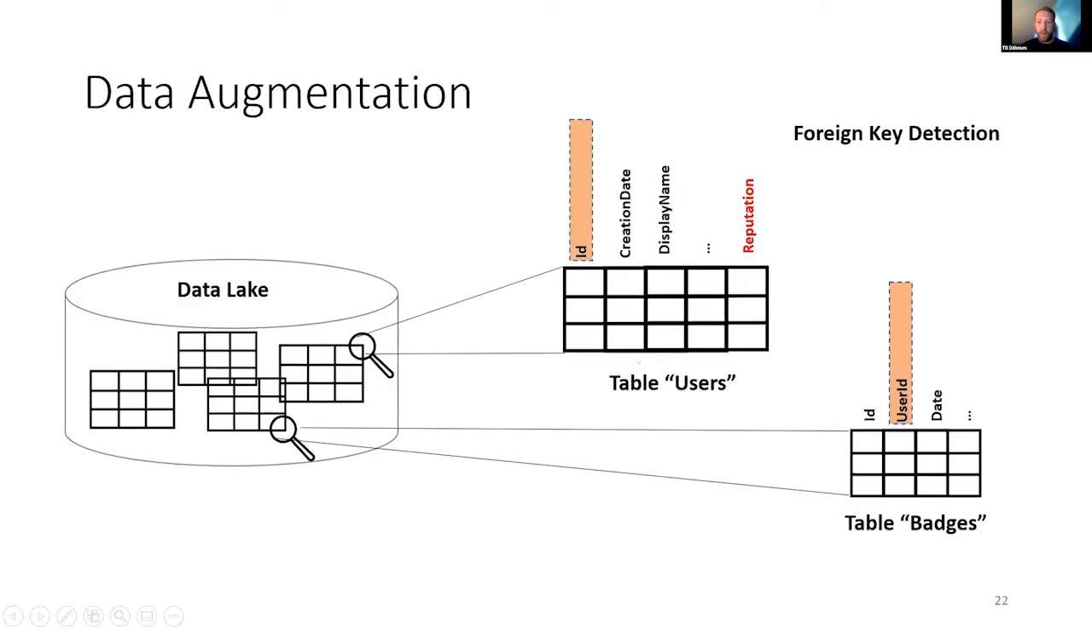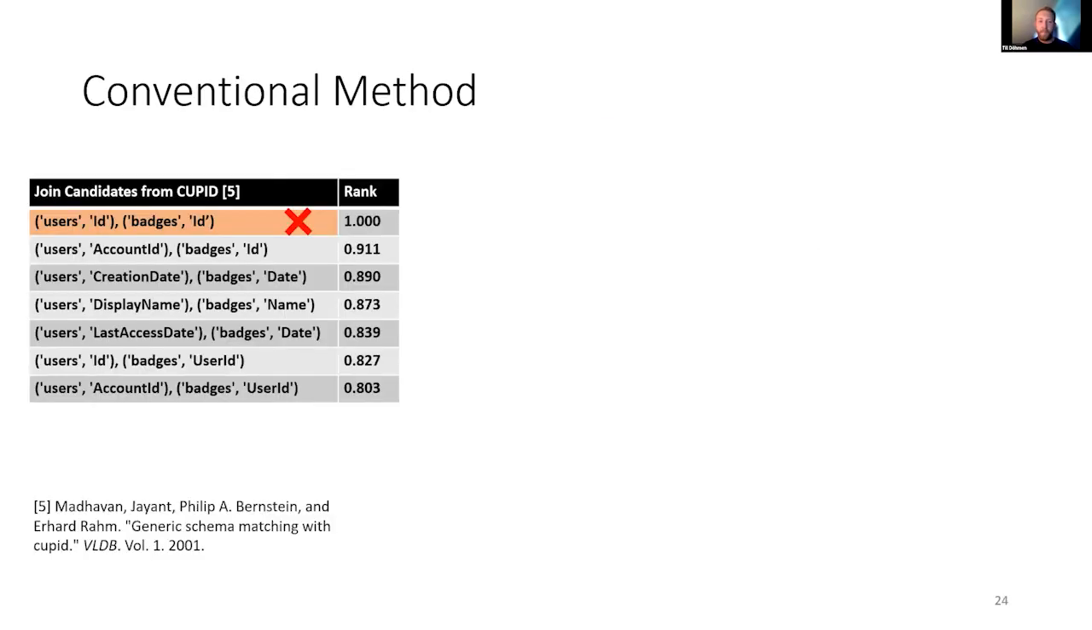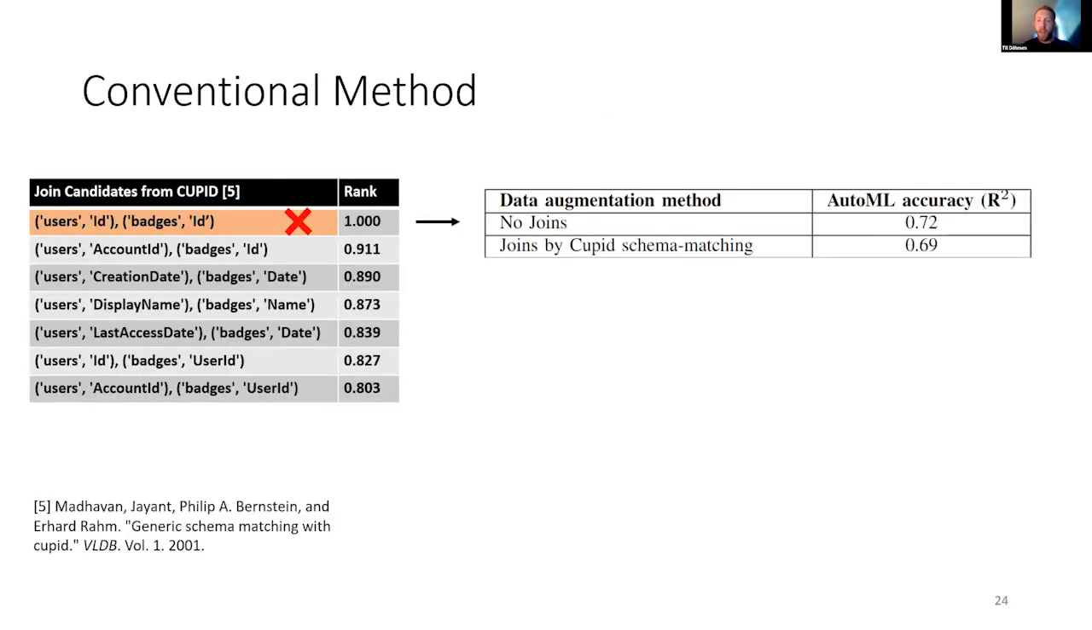So if we go back here, the first two columns, it suggests them with the highest likelihood to be the correct joins, but they are actually in fact not the correct joins. So when we just run the AutoML pipeline and assume the highest ranked join candidate is the right one, it will even deteriorate the model quality, because we will lose data by the join.